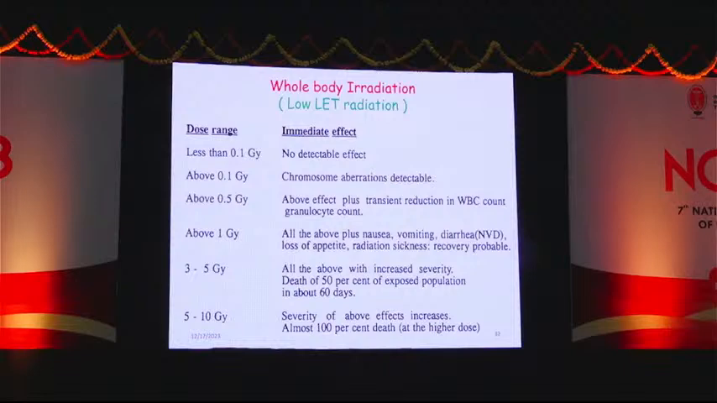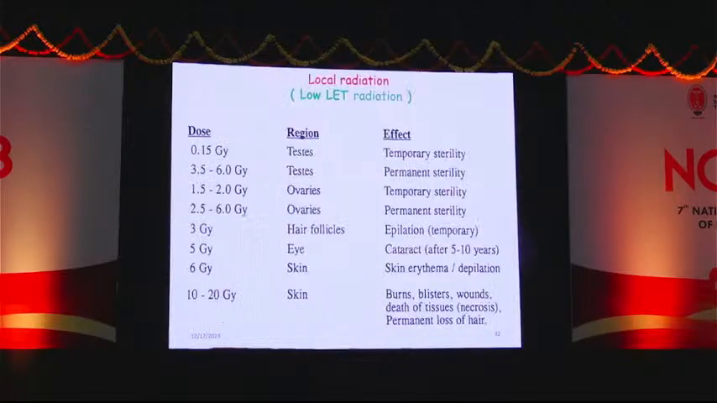For whole body radiation of low LET radiation, below 0.1 gray there is no lethal effect, and above 0.1 chromosome aberrations are detectable. Above 0.5 gray, the above effects plus changes in WBC count and granulocyte count. Above 1 gray, all the above plus nausea, vomiting, diarrhea, loss of appetite, and radiation sickness, with recovery probable. At 3 to 5 gray, all the above with increased severity, with death of 50% of the exposed population in about 50 days. At 5 to 10 gray the severity of effects increases, with almost 100% death. That's the high dose.